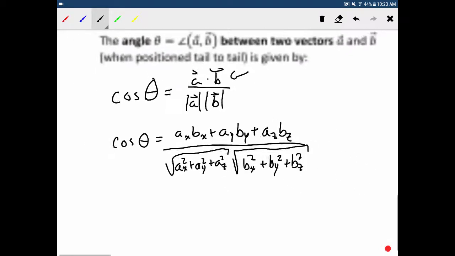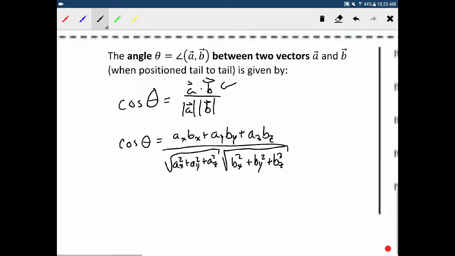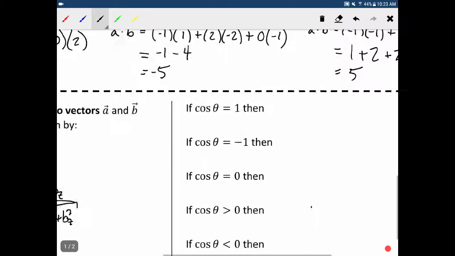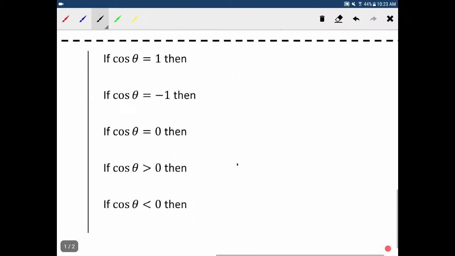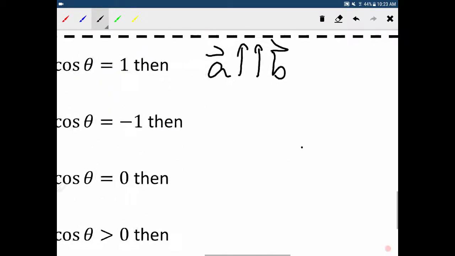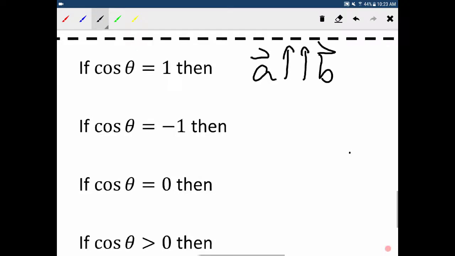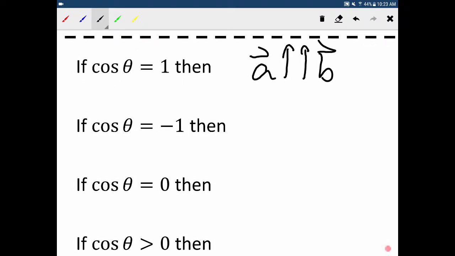Okay, and that's it. Now there are a couple of things to note about this, which we'll pull up over here. If cos theta equals 1, then A and B are not only parallel, but going in the same direction. So let's zoom in so it's a little neater. So they're parallel and have the same direction.